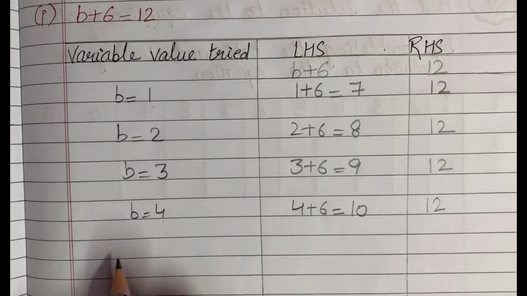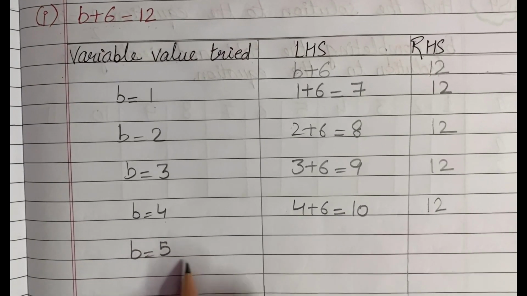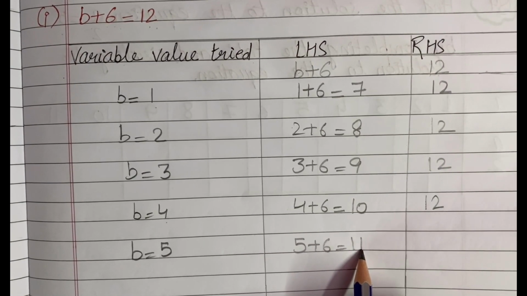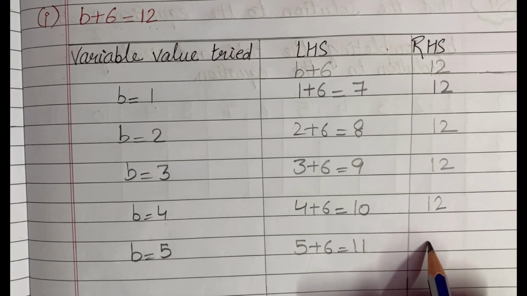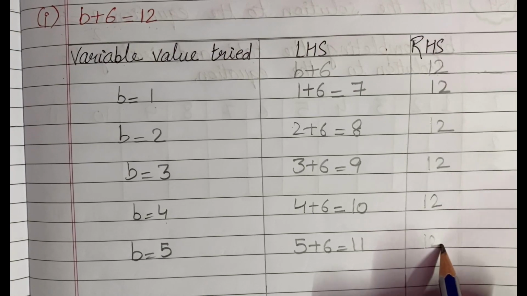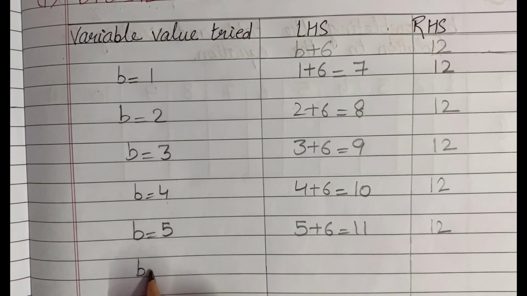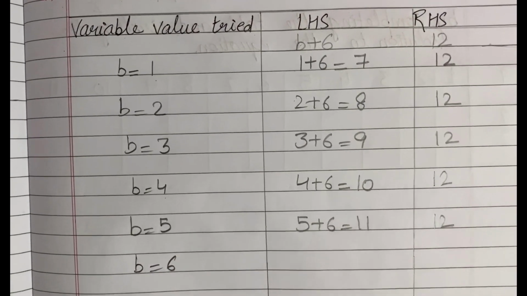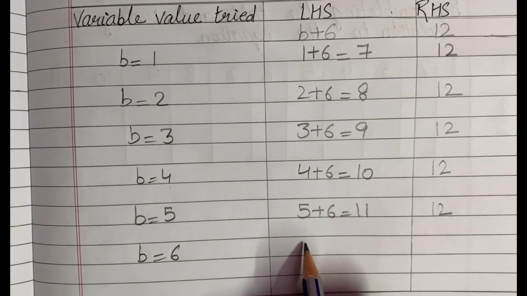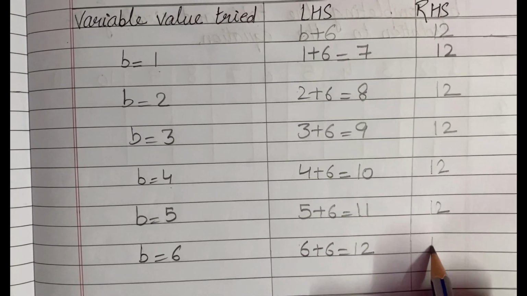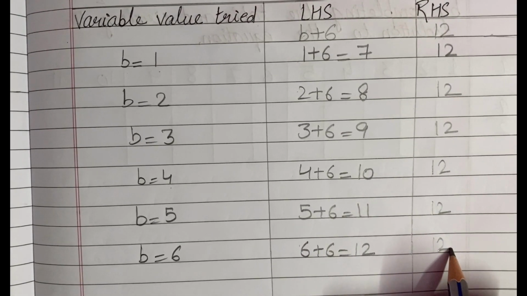Now we will put b as 5, and on putting b as 5 we will be having 5 plus 6 is equals to 11, and RHS, that is 12, will be written as it is. In the next step we will put b as 6, and on putting b as 6 in the LHS we will be having 6 plus 6 is equals to 12, and RHS will be written as it is, that is 12.